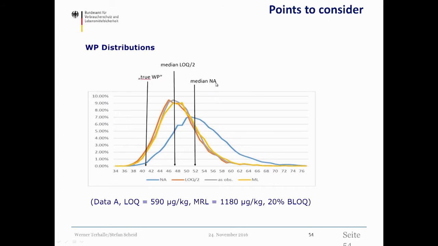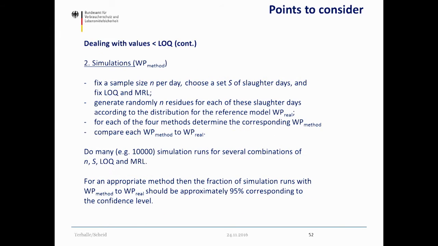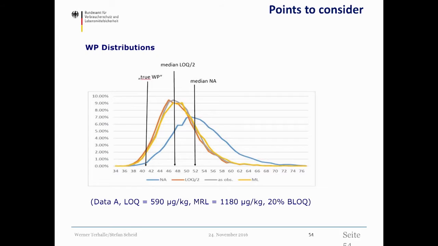And this would be the median for the values not omitting the values, exactly, not NA. This is the true withdrawal time. So in the end, in this simulation, it did not matter which method you used. It was about 1,000 simulations, with different proportions of values below the LOQ.